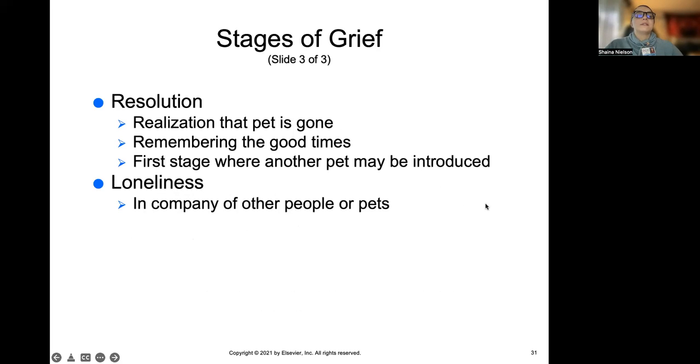We can also see resolution, and this is the realization that the pet is gone. I've come to realization my pet is no longer here. They'll remember the good times. They might even want to share good times with you. Clients will do this in times of grieving. During euthanasias, they'll tell you about their favorite times together, and it's really just trying to reminisce in those happy memories. It can be hard to hear as a veterinary professional. I would be lying if I didn't say that it was. But it's really more of a quite beautiful thing.